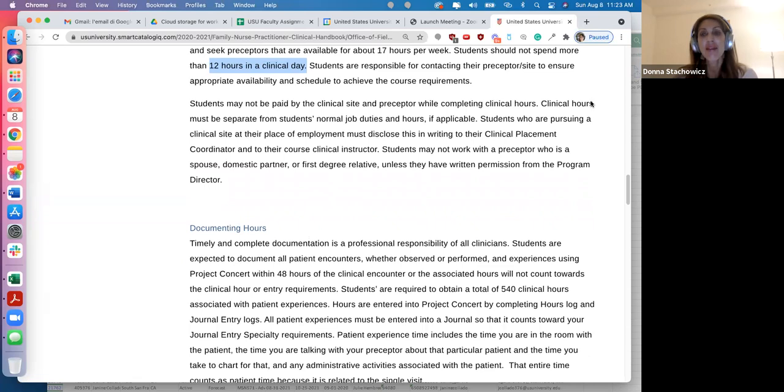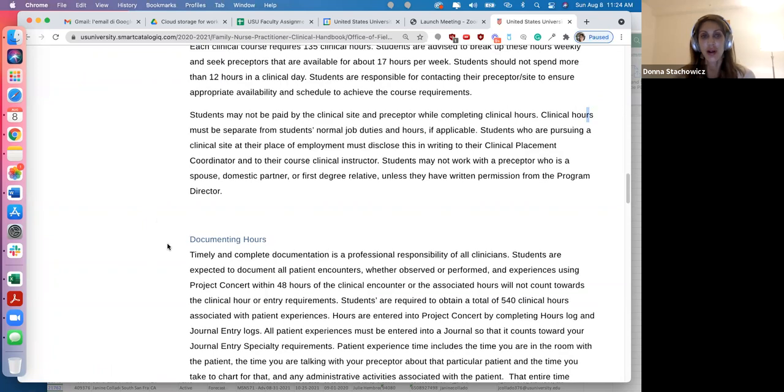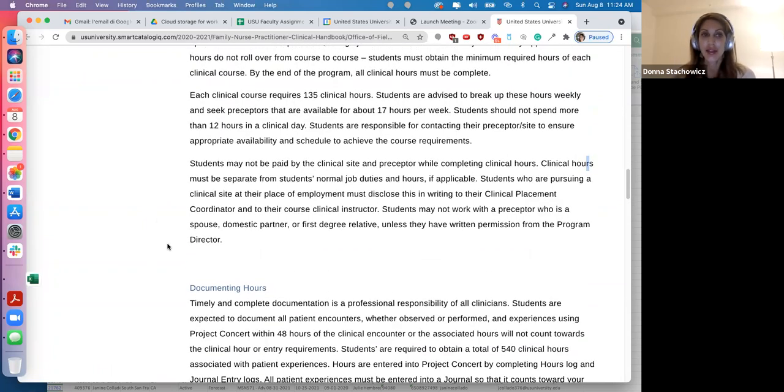And if you are working at the same place that you do clinical, as if you're an RN at this place and you're doing clinical, you have to disclose this in writing to your clinical placement coordinator and their course clinical instructor. You may also not do clinicals with a preceptor who's a spouse, a domestic partner, or first degree relative unless you have written permission from the program director. Okay. And these things are here to protect you and the school.